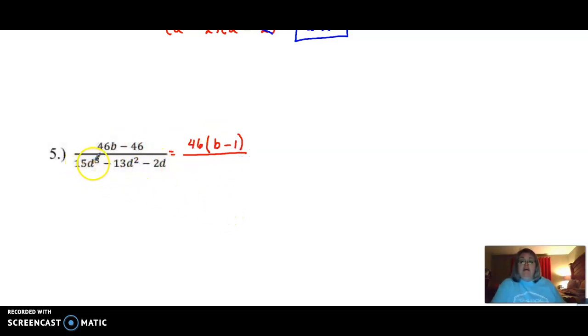On the bottom, I have a common factor of a d. I don't have a common number, so I'm just going to take that d out. When I take the d out, I'm left with 15d squared minus 13d and a -2. Sorry, that's a d, not a b. Whoops, and you probably recognize that I put a d on the top too, huh? Don't seem to like to write these today.